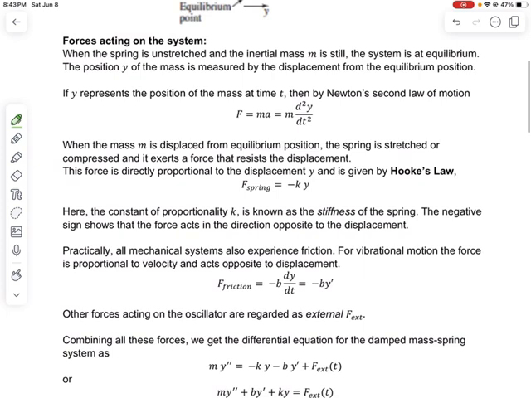Other forces acting on the oscillator, maybe there are none, but we just combine them and call them external forces. So F external, that's how we will represent them.